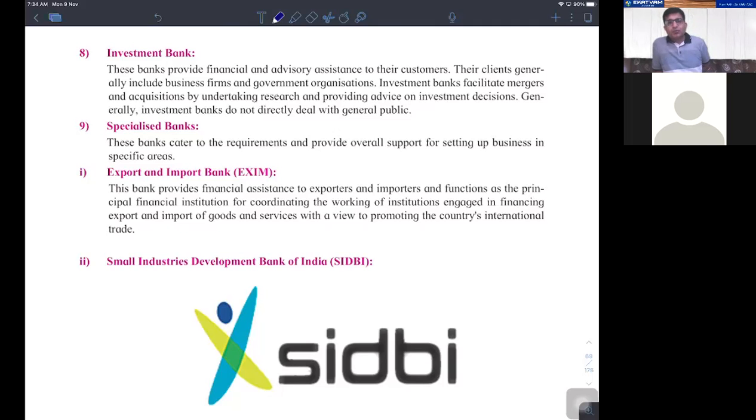The investment banks provide financial and advisory assistance to their customers. Their clients generally include the business firms and government organizations. The investment banks facilitate mergers and acquisitions by undertaking the research and providing advice on investment decisions. Generally, investment banks do not directly deal with the general public.